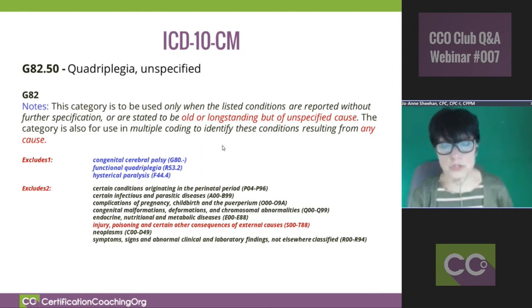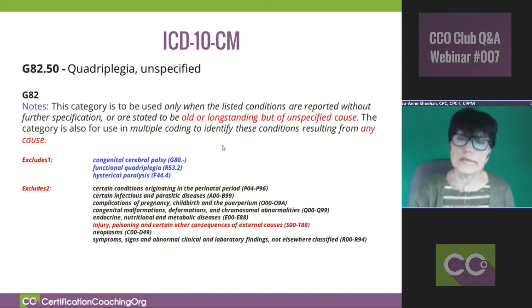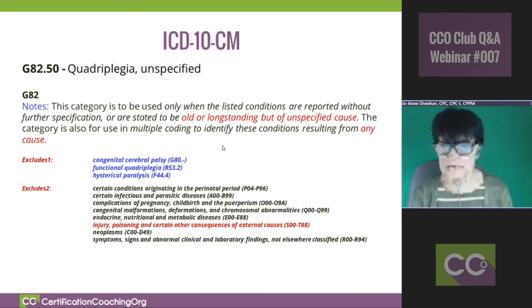The Excludes2 can be added to the G82.50, and there are a number of conditions. I'll read them once, but they will repeat on the next two slides. Certain conditions originating in the perinatal period, certain infectious and parasitic diseases, complications of pregnancy, childbirth, and the puerperium, congenital malformations, deformations, and chromosomal abnormalities, endocrine, nutritional, and metabolic diseases.